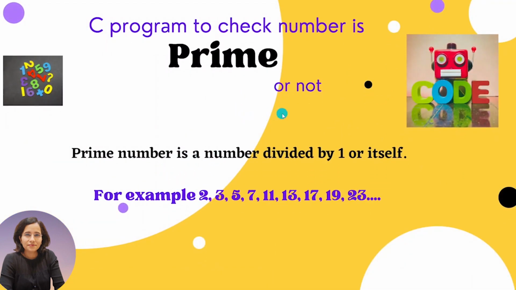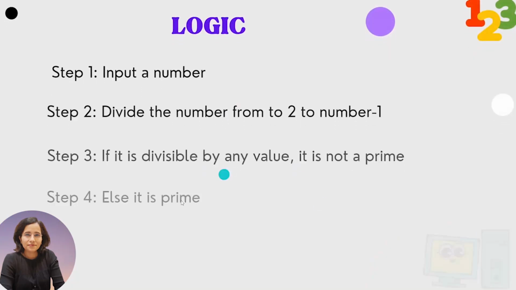Try to write a program to check whether a number is prime or not. A prime number is a number divisible only by 1 or itself. Here are some of the examples. Let me explain the logic in short.